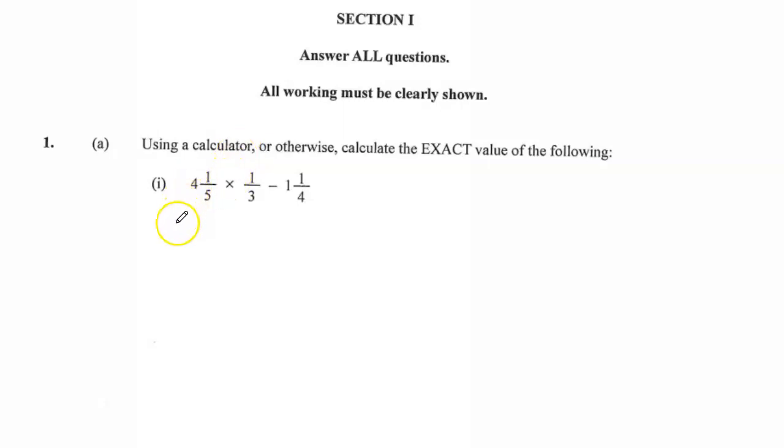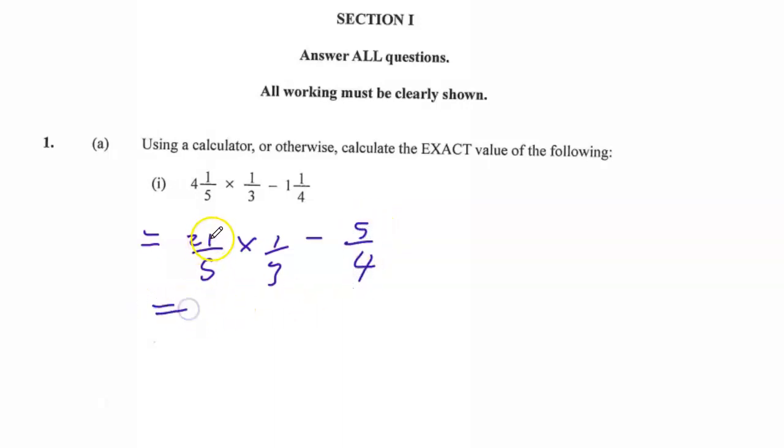So question 1. So 4 and 1/5, rewrite as 5 times 4, 20, so 21 over 5, times 1/3, minus 1 1/4. It's 5 over 4.